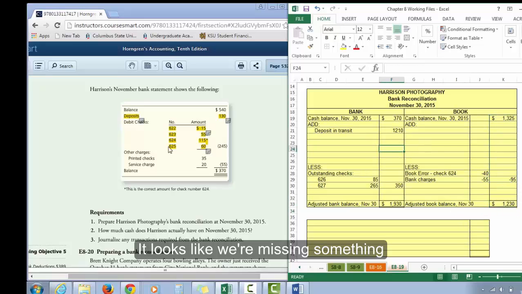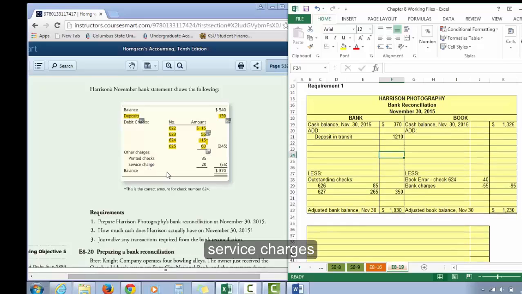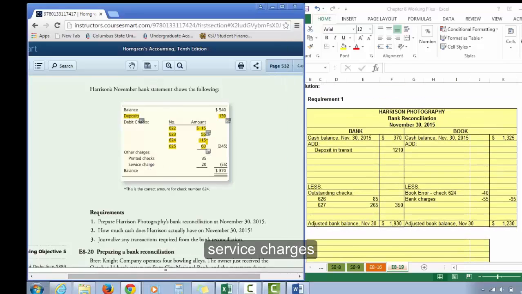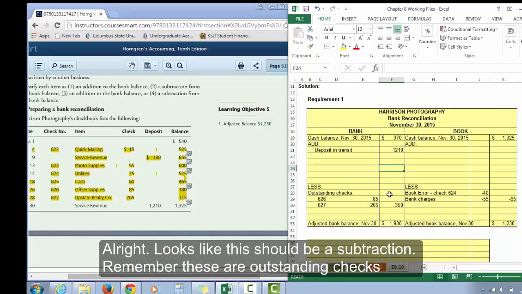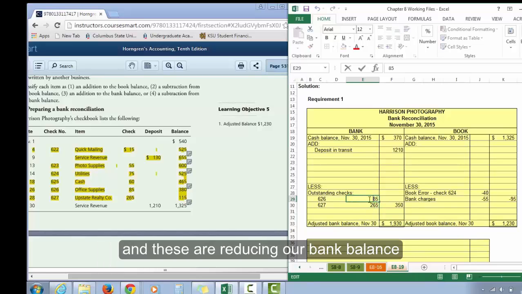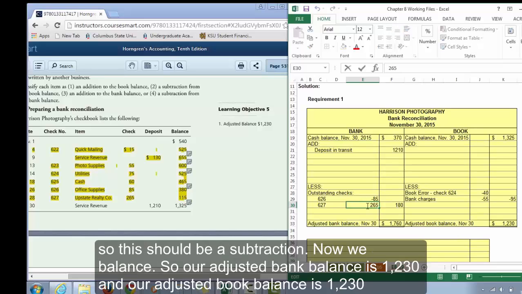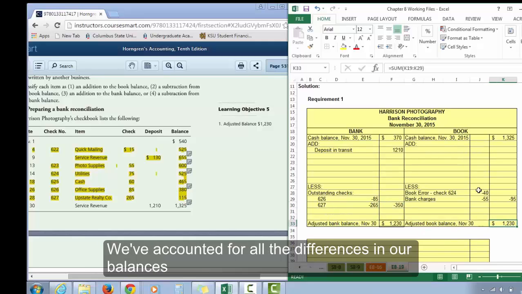All right, so it looks like we're missing something. So these, oh, there's our other charges, service charges. All right, looks like this should be a subtraction. Okay, remember these are outstanding checks and these are reducing our bank balance. So this should be a subtraction over there. All right, so now we balance. So our adjusted bank balance is $1,230 and our adjusted book balance is $1,230. And so we've accounted for all the differences in our balances.